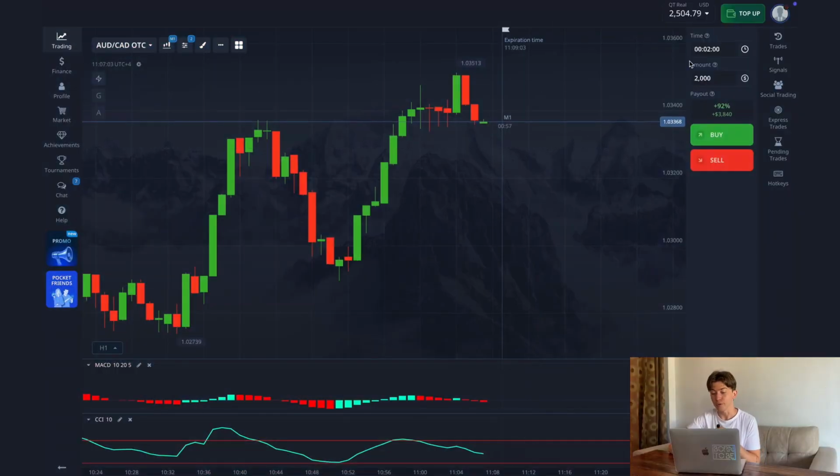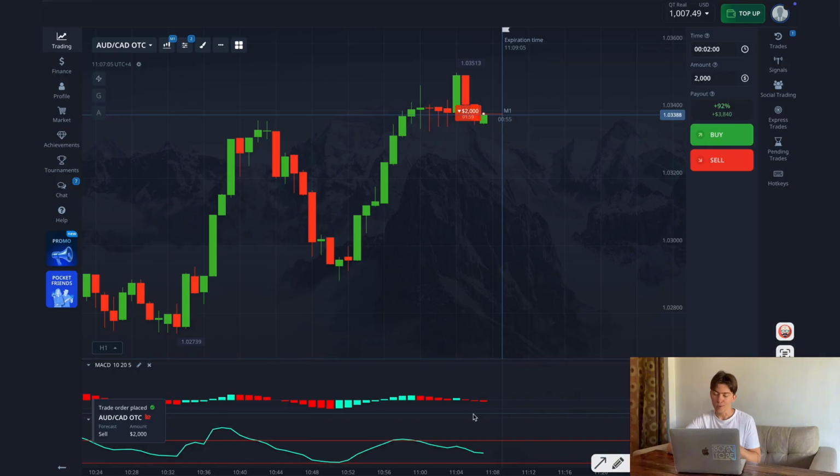Final entry forms on the clear structural break, 2-minute timer, and I open a sell trade for $2,000. The attempt to continue higher fails quickly. Price can't hold above resistance. Each push up is weaker than the last. Buyer initiative fades out as well.